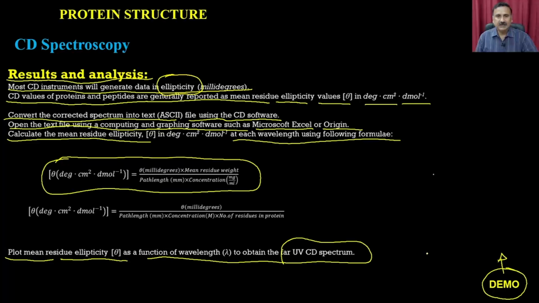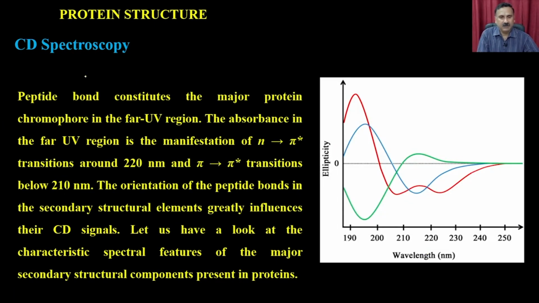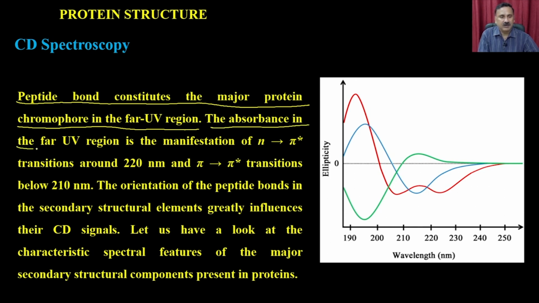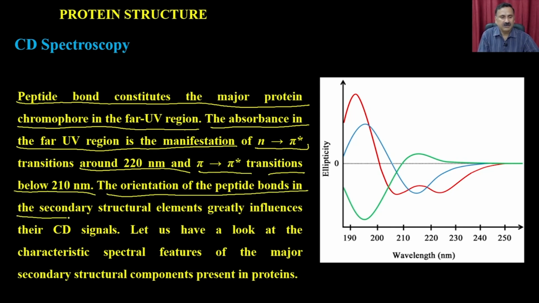Now, once you have collected the CD spectra, it is going to look like this, where you have plotted the ellipticity and the wavelength. The peptide bond constitutes the major protein chromophore in the far UV region. The absorbance in the far UV region is the manifestation of the n to pi star transition around 220 nanometer and the pi to pi star transitions below 210 nanometers. The orientation of the peptide bond in the secondary structure element greatly influences the CD signal.